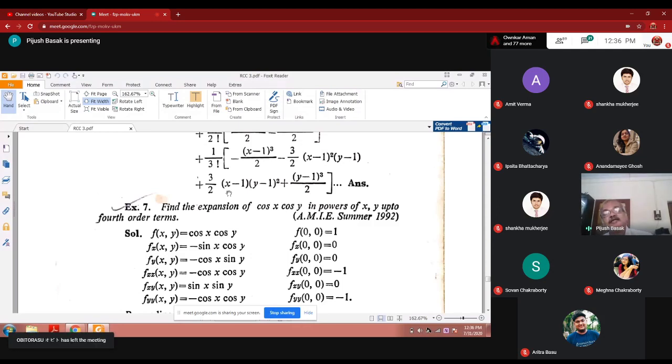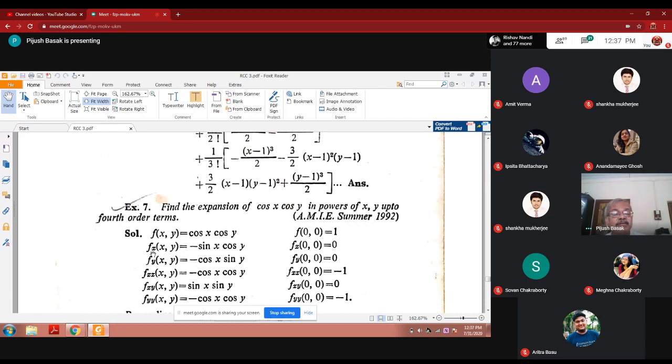Now find the expansion of cos x cos y in powers of x and y up to fourth order terms. So f(x,y) is very simple. It is cos x cos y. So f(0,0) is 1. If you put x equal to 0 and y equal to 0, it's 1, because cos 0 is 1, again cos 0 is 1.